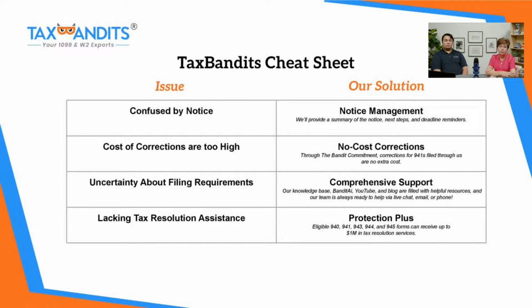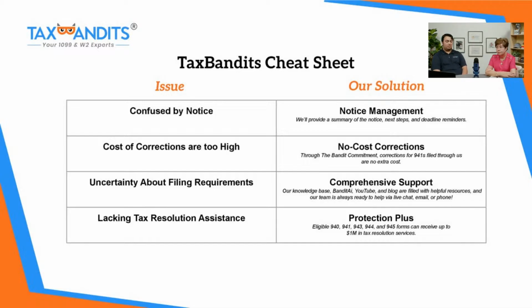Uncertainty about filing requirements: we have a live support team. We're located here in Rock Hill, South Carolina. We're more than happy to help you out. We also post a lot of content and try to inform everybody about the forms that we offer, anything going on with the IRS, notices, features, other forms, as well as how to transmit and work on those forms. We have a lot of information. And if you're lacking tax resolution assistance, we're partnered with Protection Plus. You can reach out to them and they can help with notices. Reach out to us and we can get you in contact with them if you filed through Tax Bandits.